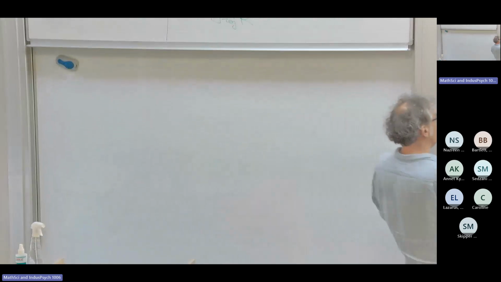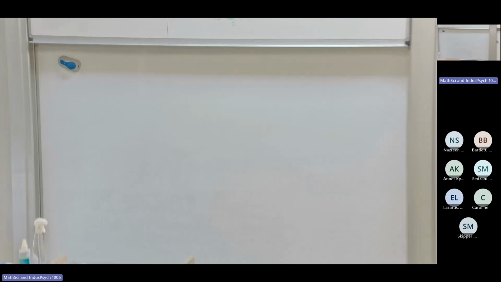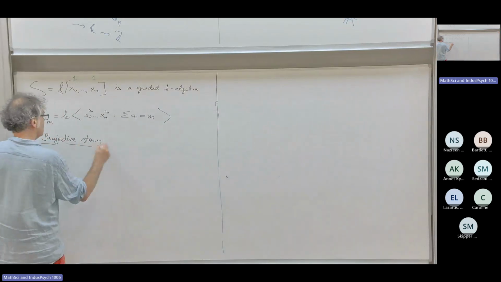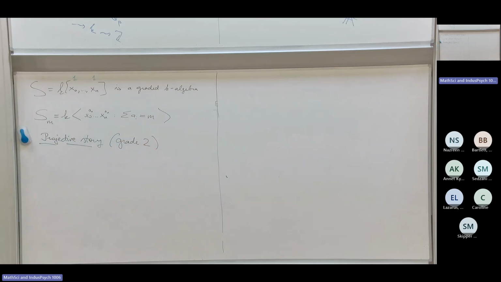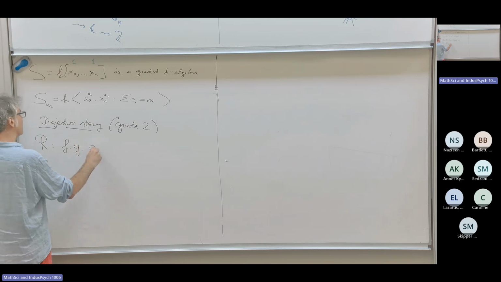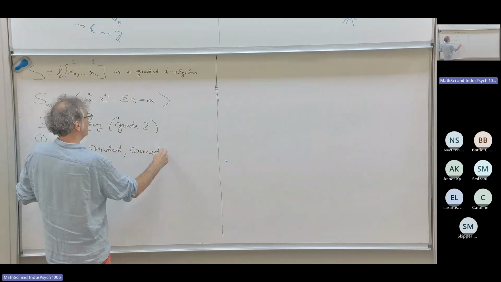So let's see what happens. This is projective geometry, grade 2. I said that was grade 1; grade 1 started there, and now we are promoting ourselves to grade 2. So what is a projective story in grade 2? To motivate it, I have to start from the algebra side. What is the natural thing to do? We want something graded, so R is a finitely generated, graded, connective K algebra.